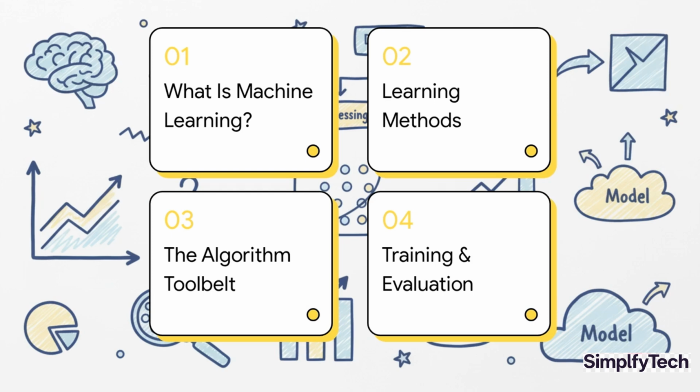First, we'll pin down what learning even means for a computer. Then, we'll check out the different ways they can be taught. After that, we'll open up the tool belt and look at the actual algorithms that do the heavy lifting. And finally, we'll see how we train and test these things to make sure they're actually smart.